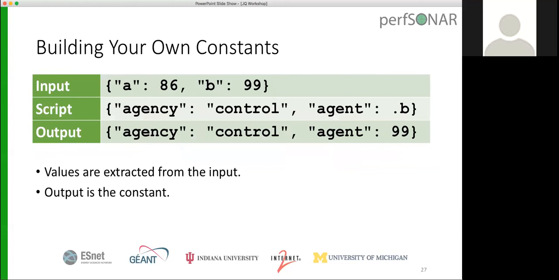One other thing you can do, and this kind of falls under the heading of making constants, is build your own. In this case, I'm going to give as input to the script one of the objects we've messed with in prior slides, where we have two pairs: A is 86 and B is 99. We have a script that builds up as a constant a piece of JSON. So perhaps we have a pair called agency that's always the value control, but we create a pair called agent, and we extract the B element out of the input to create that. So the output you get is agency is control, agent is 99.